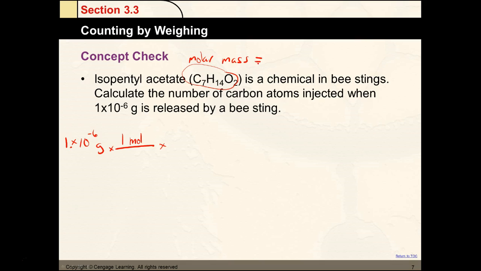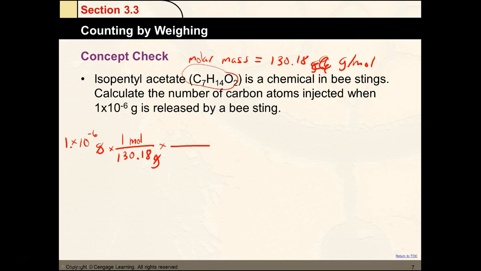And if you do that all together, you should come out with a molar mass of 130.18 grams. Okay, that's not carbon, I'm sorry. 130.18 grams per mole is the molar mass of isopentyl acetate. So now we can put our 130.18 down here in 1 mole. So we have grams that cancels out. We have 1 mole at the top, and we can move forward with our problem.